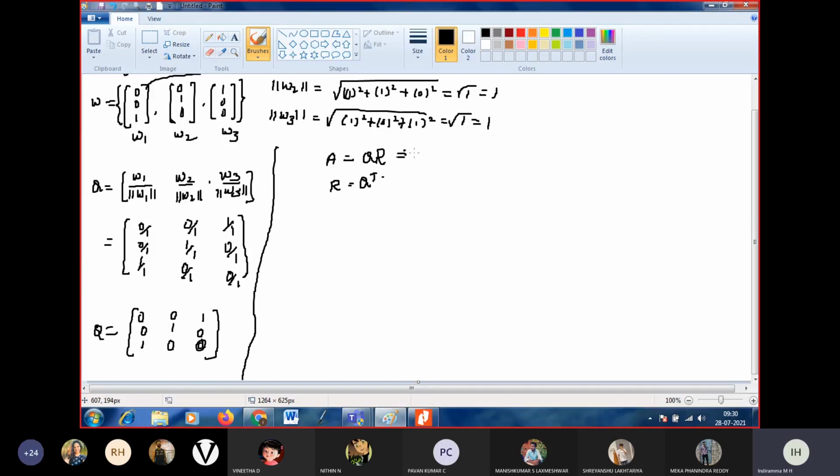From this itself, A equal to QR, right? Pre-multiply by Q inverse. So Q inverse into A is equal to Q inverse into Q into R. What is Q inverse into Q? That is I, right? I into R is R itself. So R is equal to Q inverse into A.